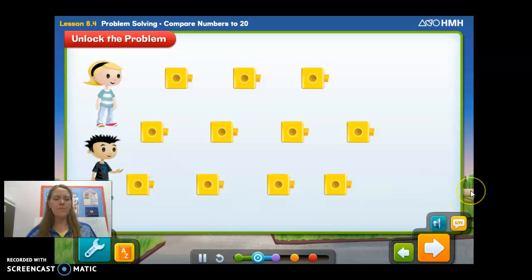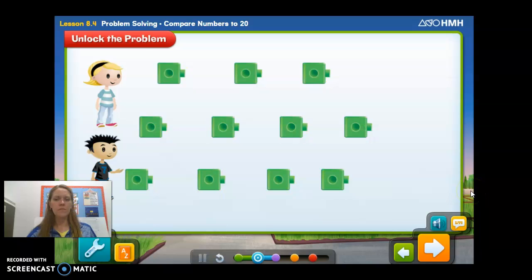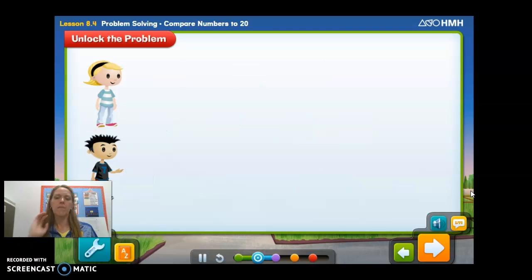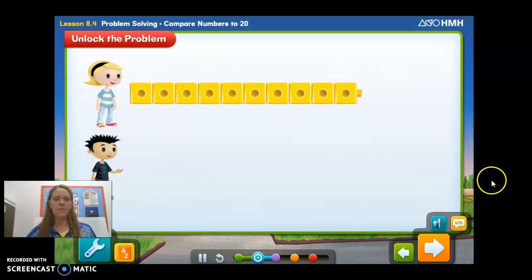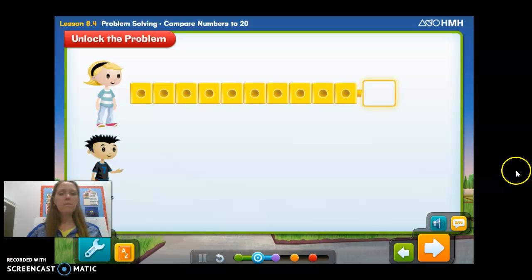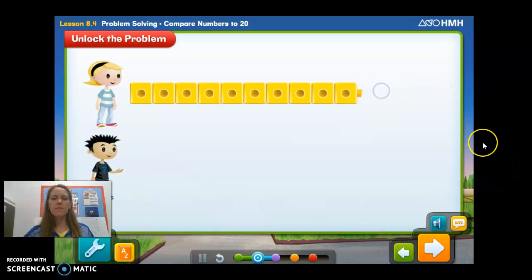Allison has a number of yellow cubes, one greater than 10. Josh has a number of green cubes, one less than 12. Who has more cubes, Allison or Josh? You can make a model to solve this problem. Let's start with Allison's cubes. Here is a 10-cube train, which is the same as 10 ones. But Allison has one more than 10 cubes. So let's give Allison one more cube. 10 ones and one more is 11, so Allison has 11 cubes.